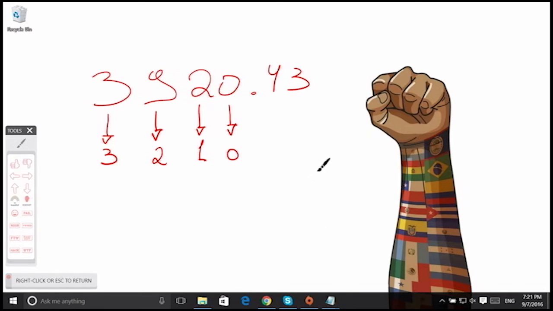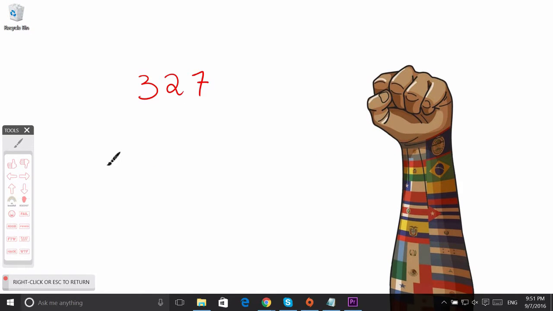Now for the digits after the decimal point, we will do as follows. 4 will take -1, and 3 will take the weight of -2. 327 and 3920.43 are numbers in the base 10 numeral system. This system is also known as the decimal number system. The base 10 numeral system is the system that we use in our day-to-day life.